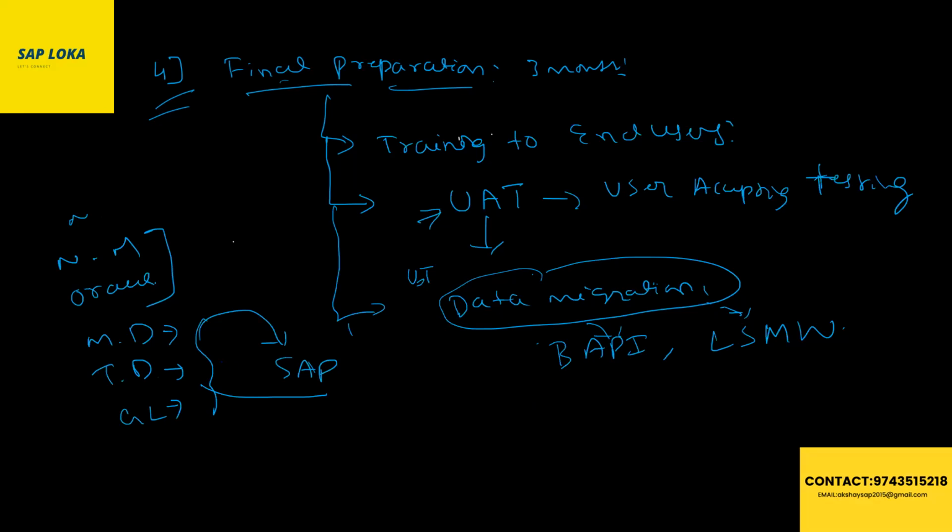They will load all the master data, your transaction data, and open purchase orders which are not closed. Rest of the things they will create themselves on the production server. This is done in your final preparation. Then the fifth one is go live. Go live and hypercare support.